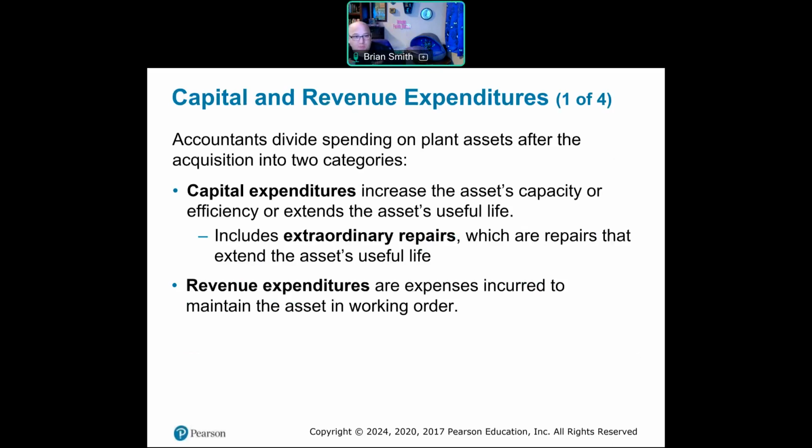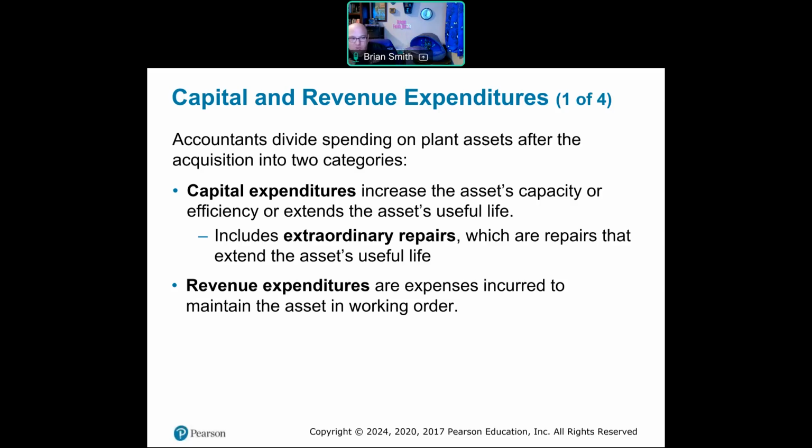So, what is the difference between a capital and a revenue expenditure? Revenue expenditures simply means we're going to expense it in this accounting period. Capital expenditure means we're going to put it into the cost of the asset and depreciate it over the useful life along with that asset. So whatever increases the useful life or improves the capacity and efficiency of an asset, we are going to capitalize. Anything that just keeps it running is going to be expensed.